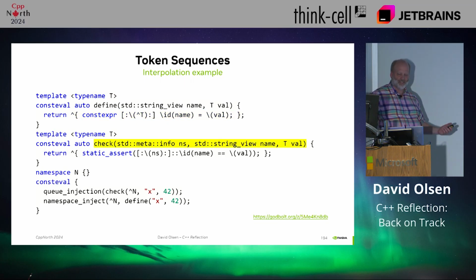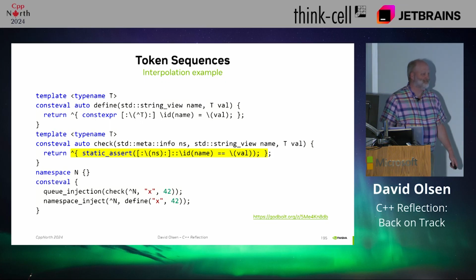The check function takes the reflection of a namespace, the name of the variable as a string, and its expected value. It returns a token sequence with a static assert with all the right things in all the right places.